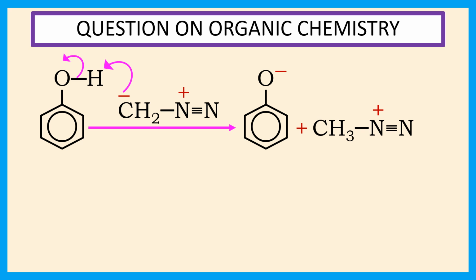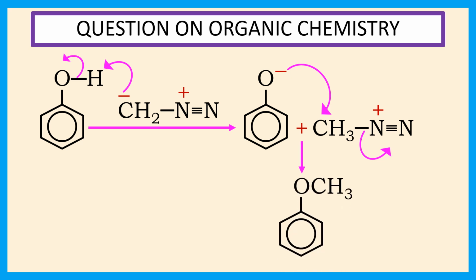In this stage O- attacks this carbon and this N2 moves out. Therefore in the next stage the product is anisole.